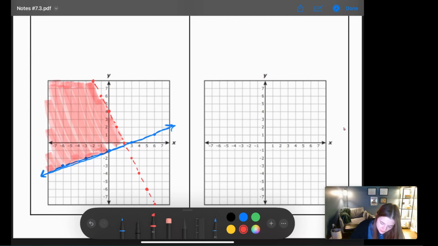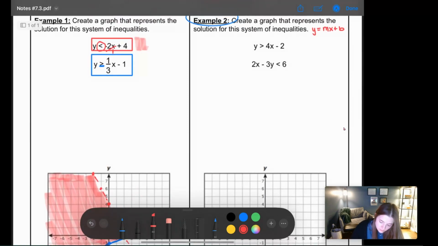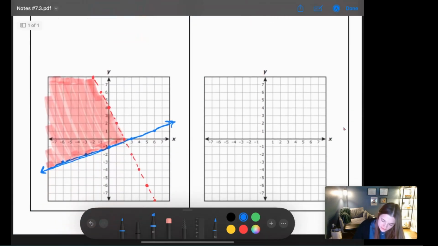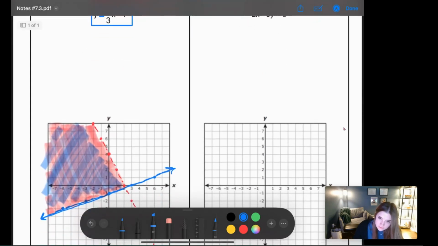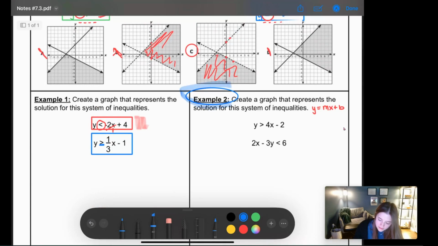Shade below the line. Okay, now this one, I need to shade above the line. Remember, I'm not going to cross that red one, but if I was to shade above here, and there we go, I've graphed those two lines. I would love it if you tried example 2. Well, I would love it, but also I'm going to grade it, so make sure you do example 2. Try example 2 on your own and let me know if you need any help.